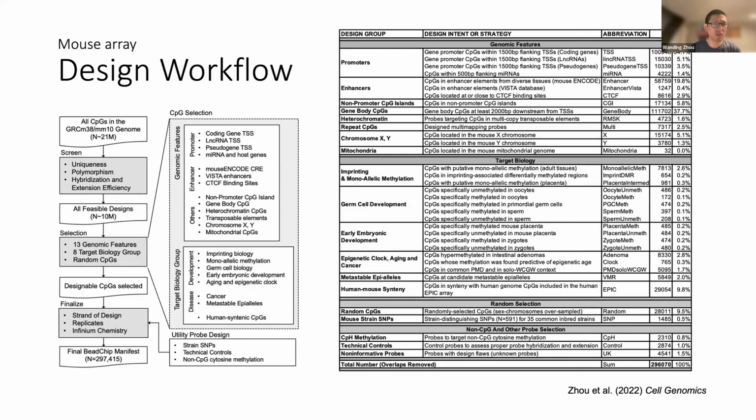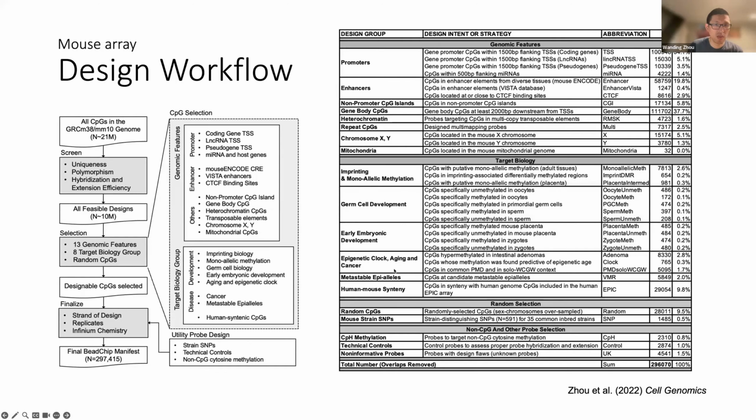And then in the mouse arrays, we target certain genomic features. As you can see from the big table on the right, this includes promoters, enhancers, gene bodies, repeats, sex chromosomes, and mitochondria. It also includes 8 target biology groups with a big focus on, since it's a mouse array, development, differentiation, early embryonic development, and germ cell development.